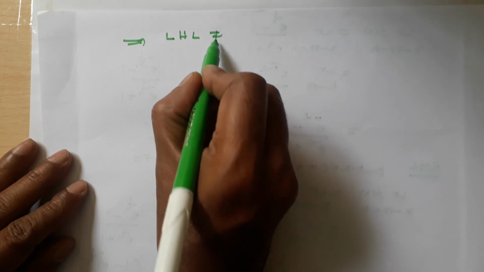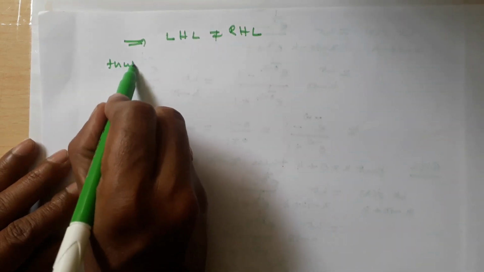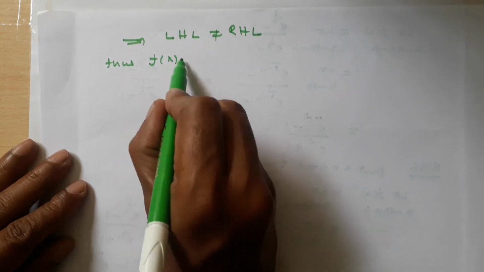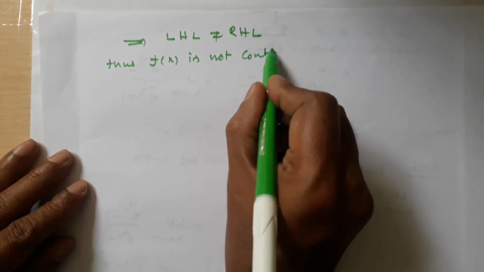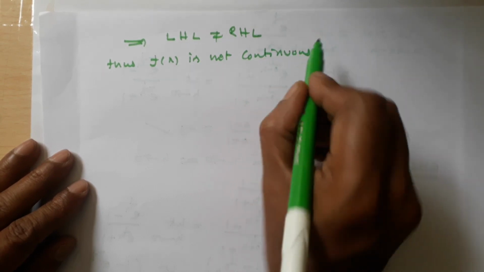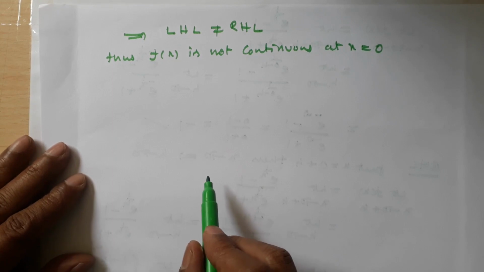So that implies LHL is not equal to RHL. Thus, f of x is not continuous at x is equal to 0.